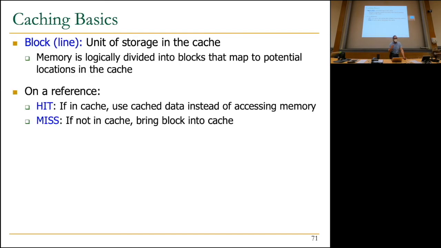On a reference, whenever you access an address, you check whether the block exists in the cache. It's called a hit if the block is in the cache, and then you use the cache data instead of accessing memory or accessing the next level. Hopefully this is obvious. It's called a miss if it's not in the cache, and you bring the block into the cache if that's the case.